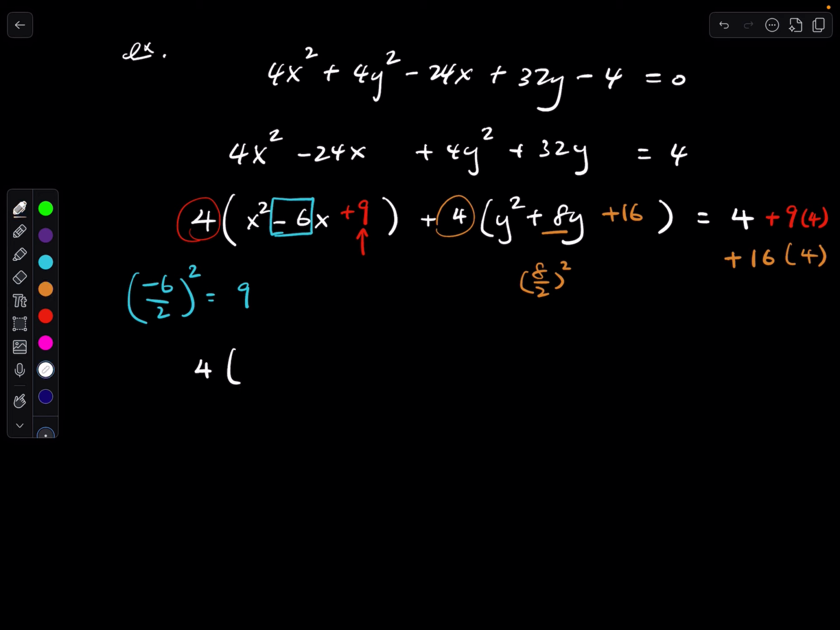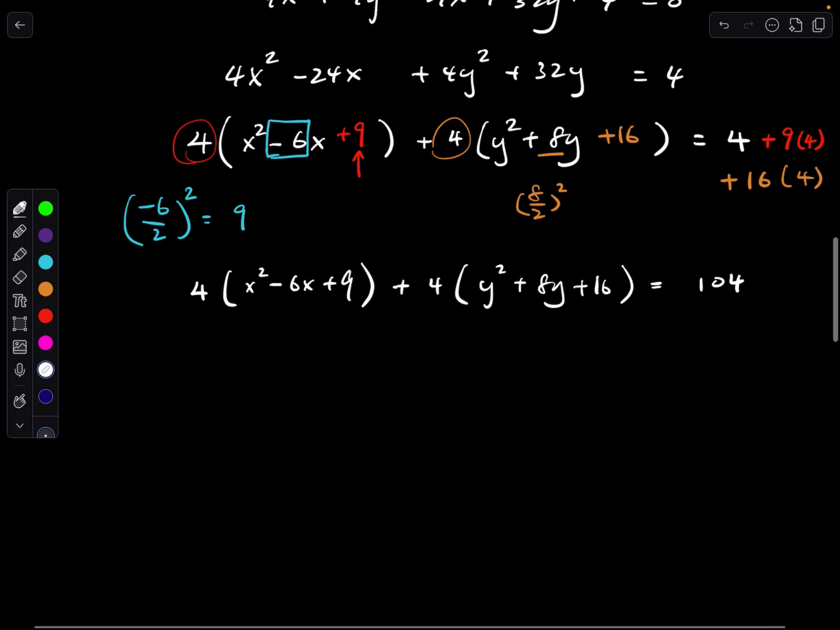4 times (x squared minus 6x plus 9) plus 4 times (y squared plus 8y plus 16) equals, this number right here is going to be 64. Actually, it's 104. Okay, so now, once this is done, you want to divide everything by 4, because for a circle you can't have any of these coefficients. And you realize the coefficients are the same, so we're going to divide. But before that, let us condense these factors.